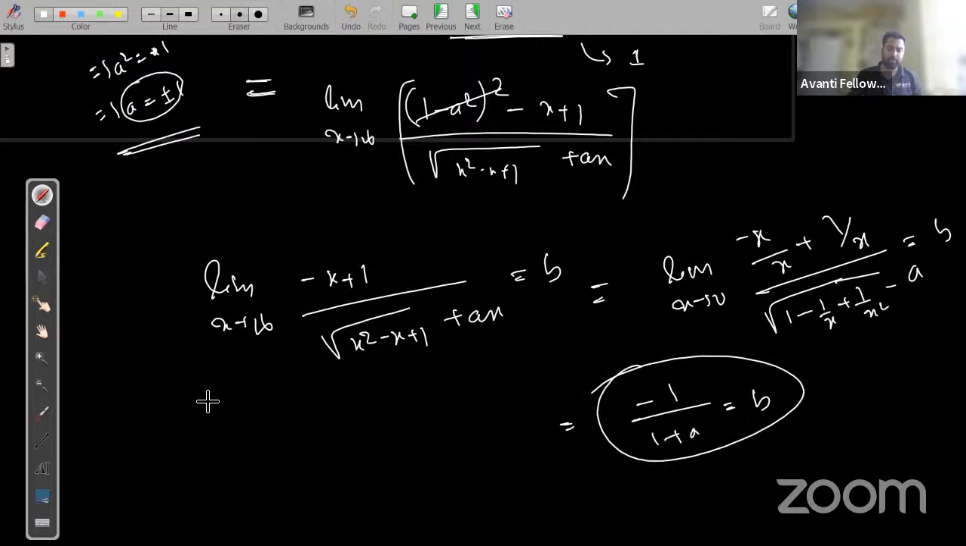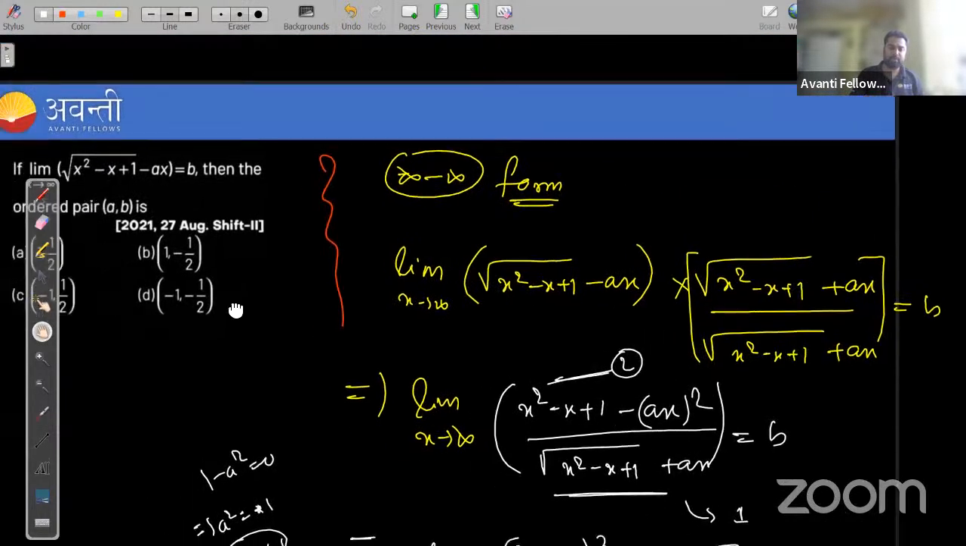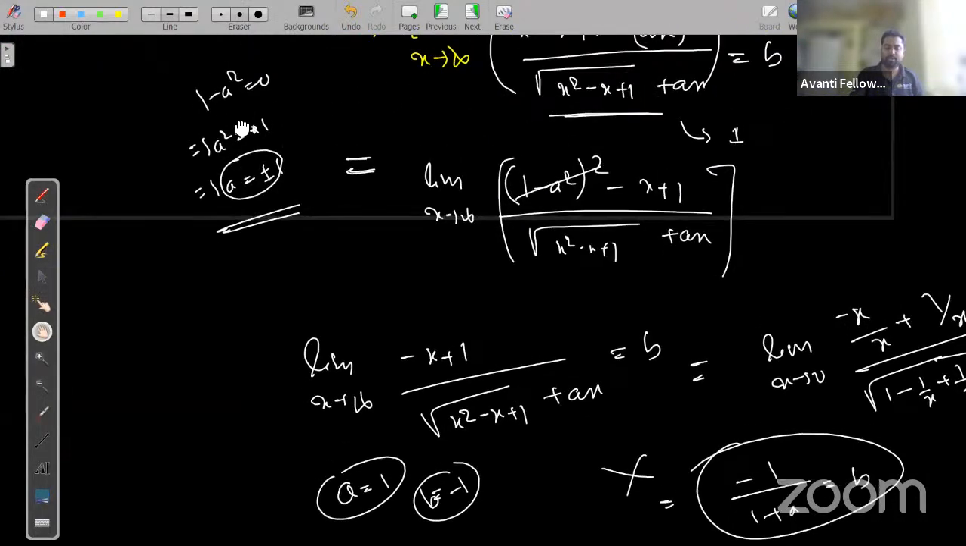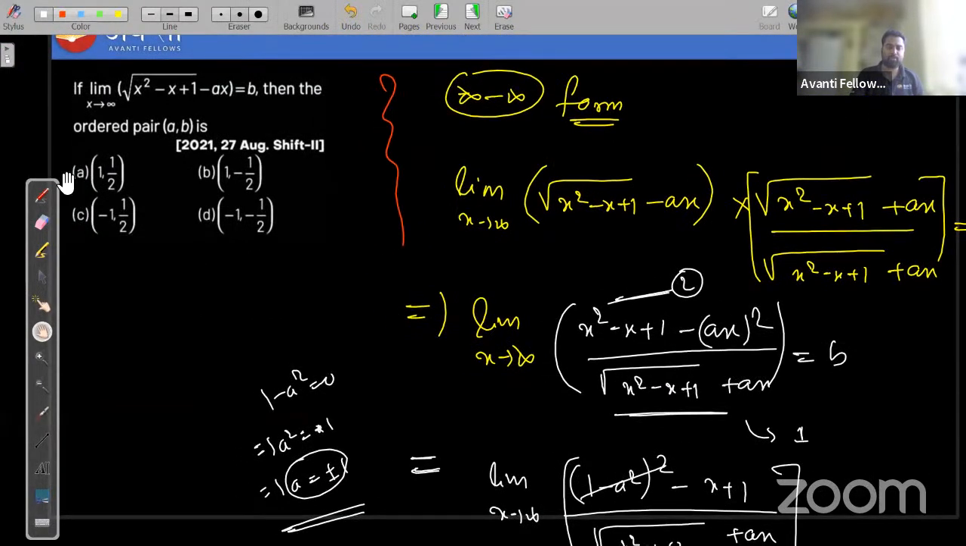So from here, a equal to minus 1 gives no value, so a is equal to 1. So if a is equal to 1, then b is equal to minus 1 by 2. So a is equal to 1, b is equal to minus 1 by 2. So option B is the correct one. Option B is the correct answer.